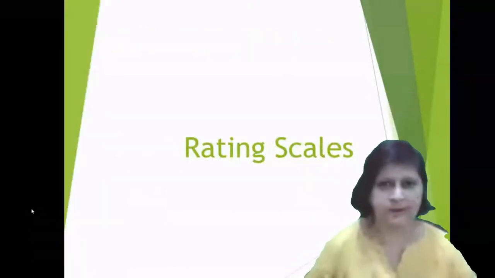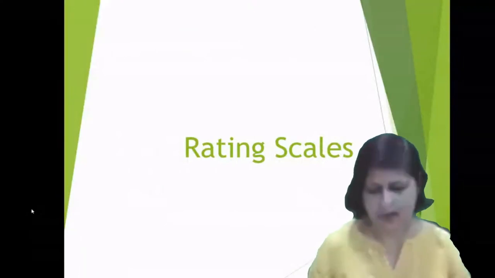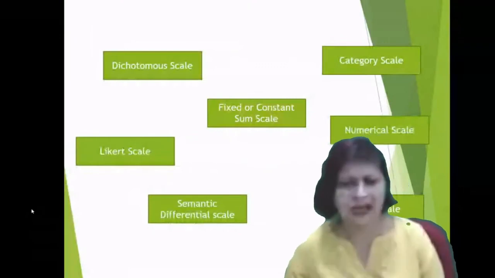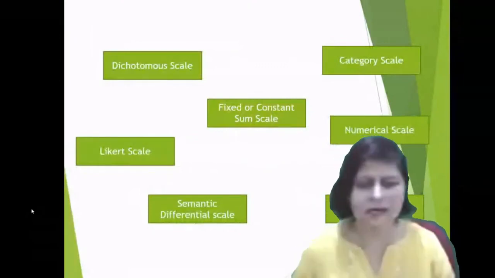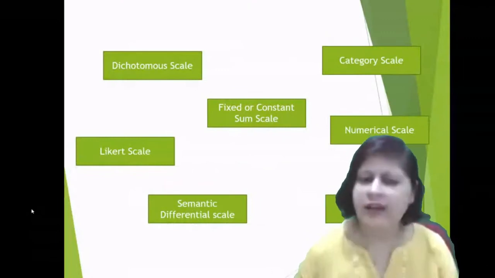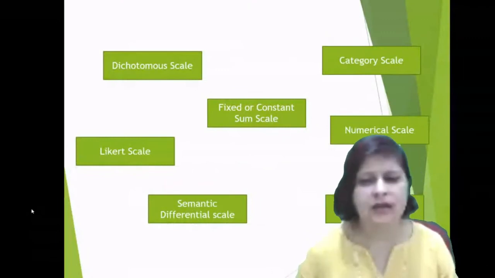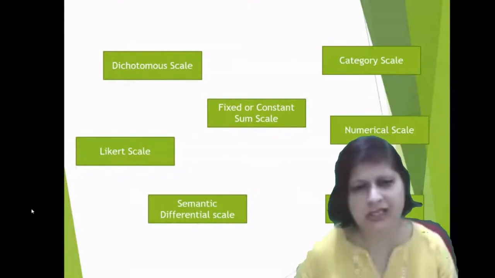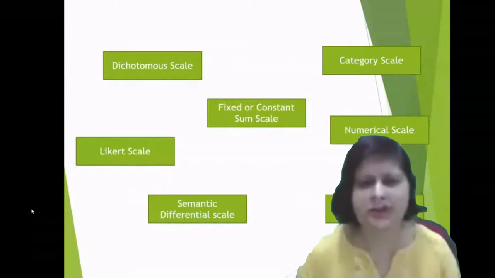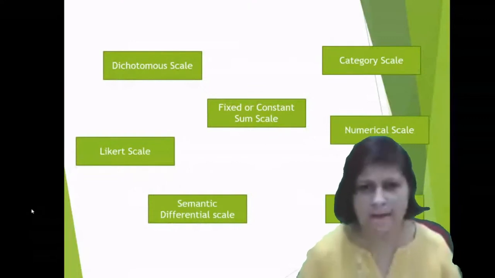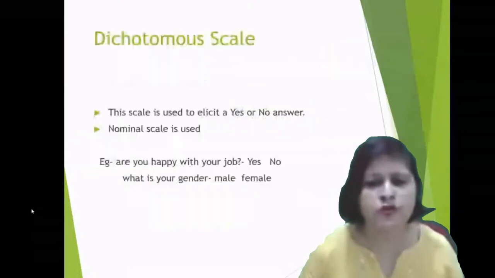Rating scales. What is a rating scale? We discussed these scales in our previous lectures. Today we'll discuss the rating scales. There are various rating scales, like the dichotomous scale, category scale, fixed or constant sum scale, Likert scale, semantic differential scale, numerical scale, and the Stapel scale. All these are rating scales. Rating scales means that on these we have to rate something, we have to choose the options.